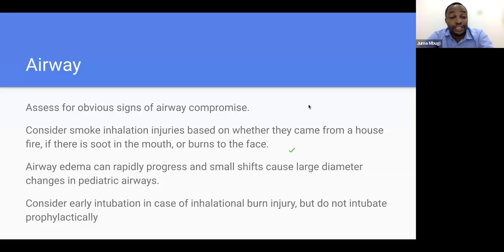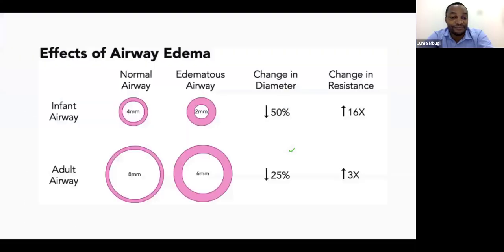So with this, usually consider early intubation in case of inhalation burn injury, as soon as you suspect inhalation burn injury. Do not delay to intubate. But remember, do not intubate prophylactically if there are no supporting features of airway burn.